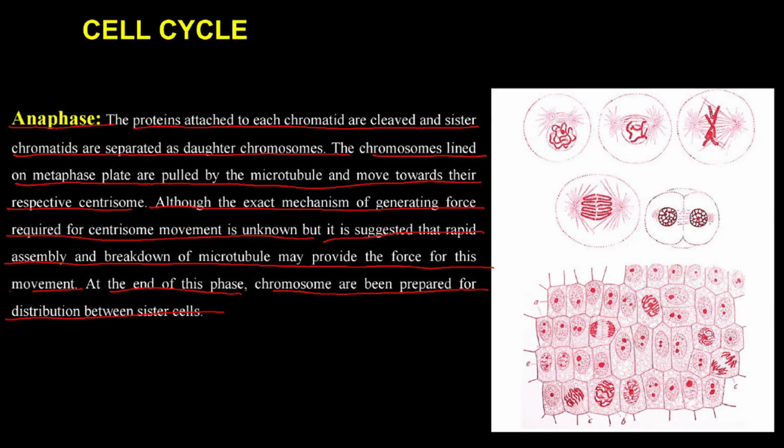The chromosomes lined on metaphase plates are pulled by microtubules and move towards their respective centrosomes through the two centers. Although the exact mechanism of generating force required for centrosome movement is unknown, it is suggested that rapid assembly and breakdown of microtubules may provide the force for this movement. And at the end of this phase, chromosomes are being prepared for distribution between two daughter cells.